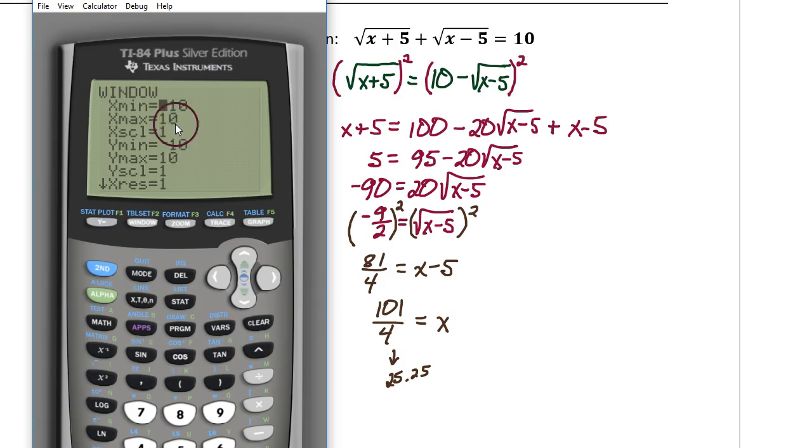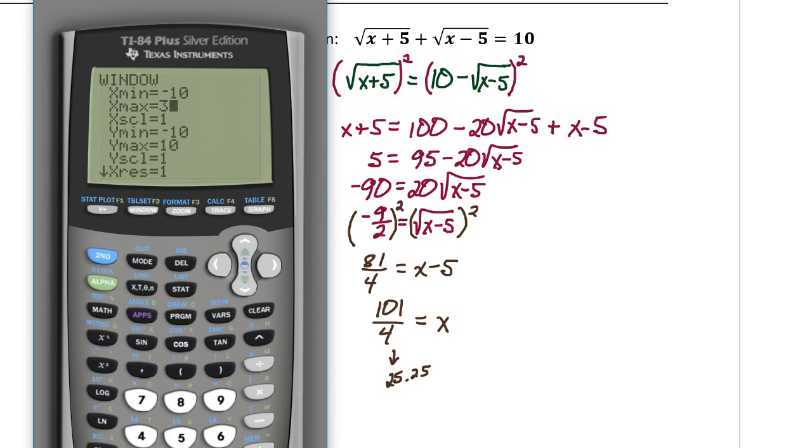Push window. Change x maximum to something that's larger than 25.25. For instance, 30. We might also change y maximum to something higher than 10, because leaving it as 10 meant the horizontal line was drawing right at the very top edge of the screen. If we make it be something like 12, then the line won't be way up at the edge. Now press graph. This time we can see that the two curves intersect.